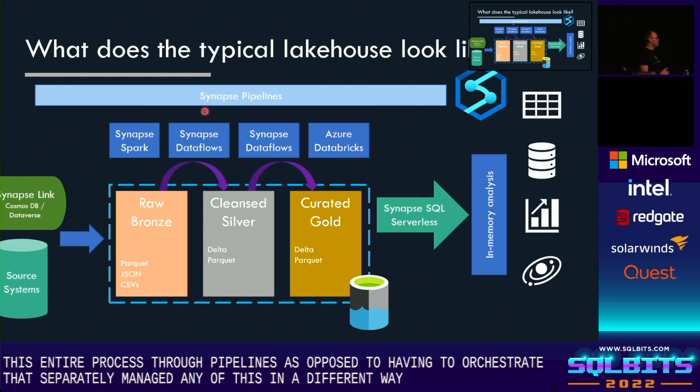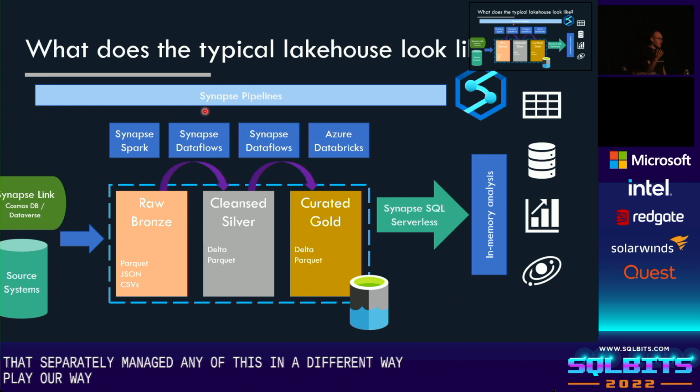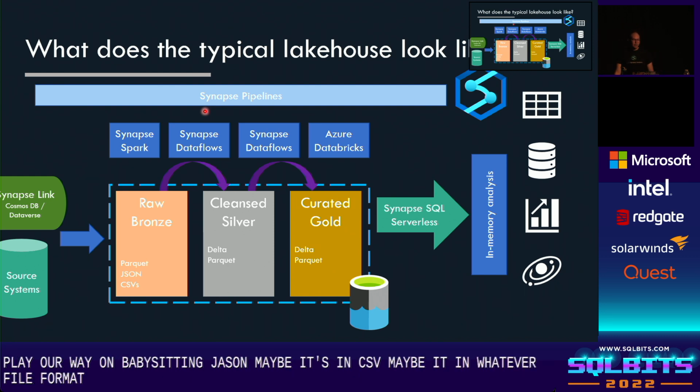So then we've got our data in our bronze layer, our raw layer. It's maybe in Parquet, maybe it's in JSON, maybe it's in CSV, maybe it's in whatever file format you want. How are we going to take that to the next layers?